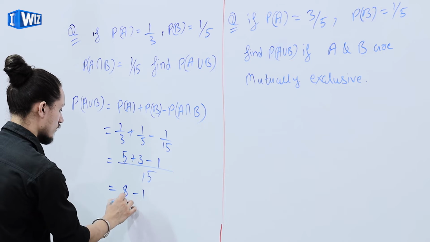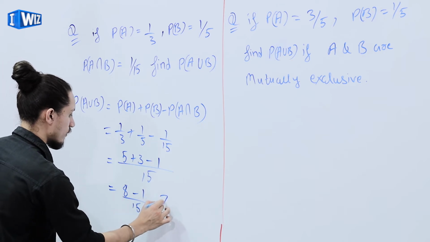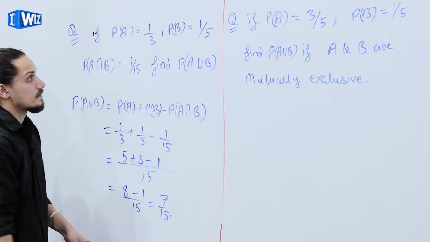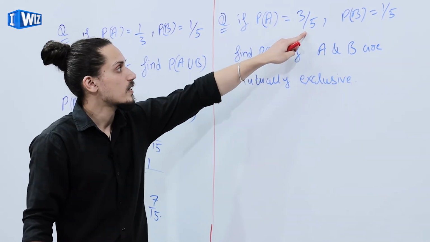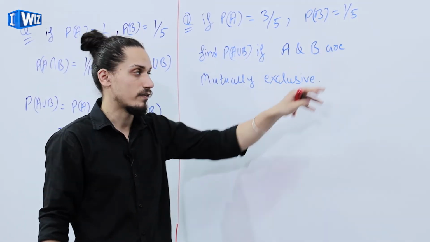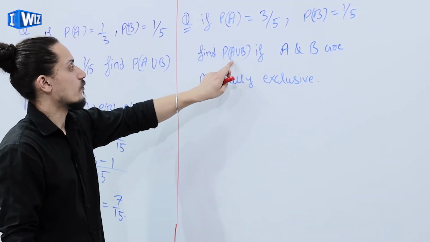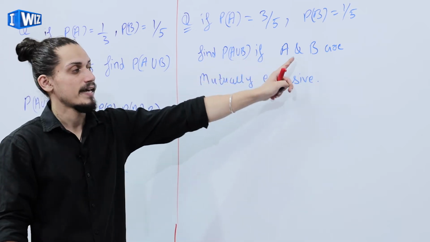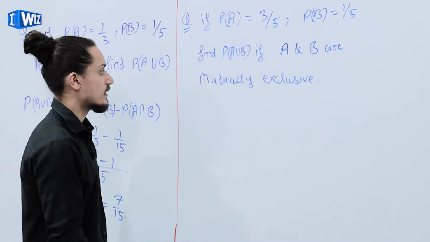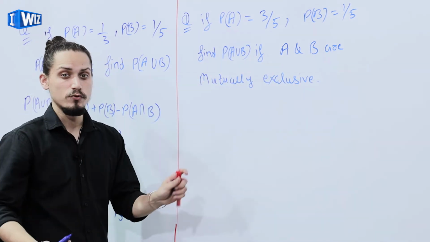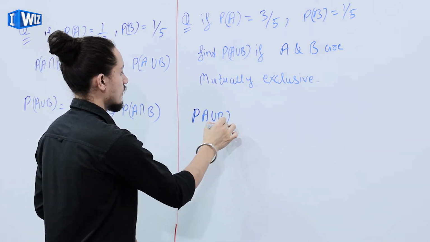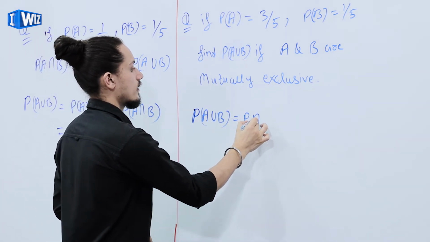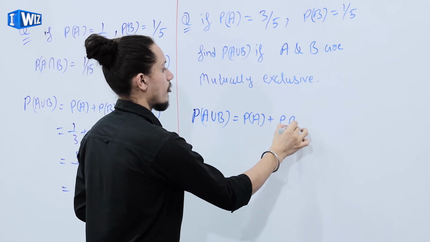8 minus 1 upon 15, which is equal to 7 upon 15. Second question is, we have probability of A is equal to 3 upon 5, probability of B is equal to 1 upon 5. We have to find probability of A or B if A and B are mutually exclusive events. So in case two events are mutually exclusive, probability of A or B is equal to probability of A plus probability of B.